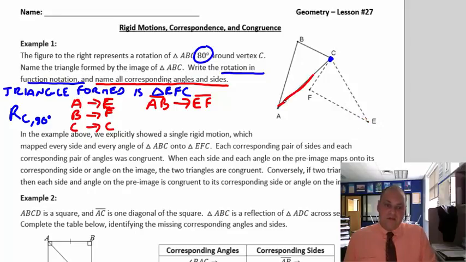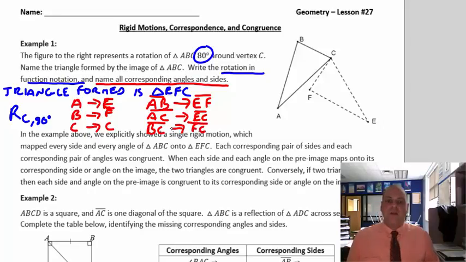AC goes to EC. Again, just a segment bar over top of those. And, of course, the short one, BC goes to FC. BC to FC. All right, so those are the corresponding sides. So very important to understand the corresponding sides and the corresponding angles.